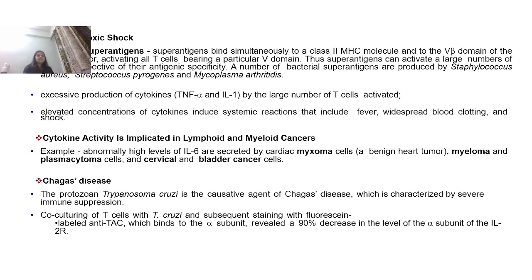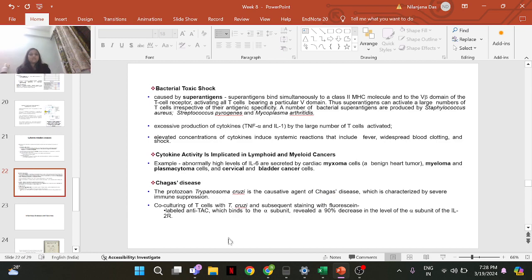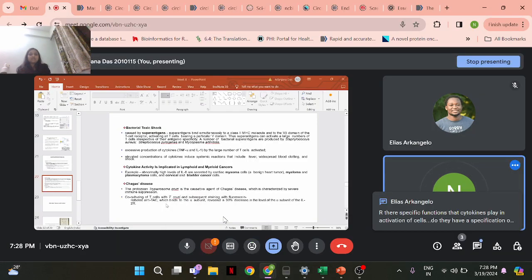Then there is bacterial toxic shock, which is caused by superantigens. These superantigens will bind to the class 2 MHC molecule and the V beta domain, that is the variable beta chain domain of the T cell receptor, activating it.